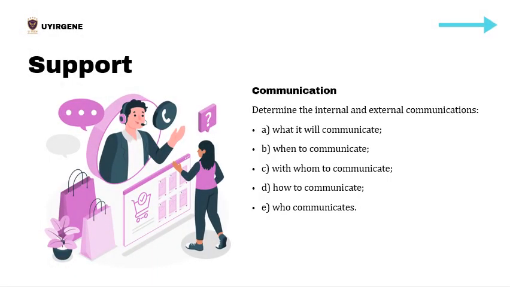Communication. The organization shall determine the internal and external communications relevant to the quality management system, including on what it will communicate, when to communicate, with whom to communicate, how to communicate, and who communicates.